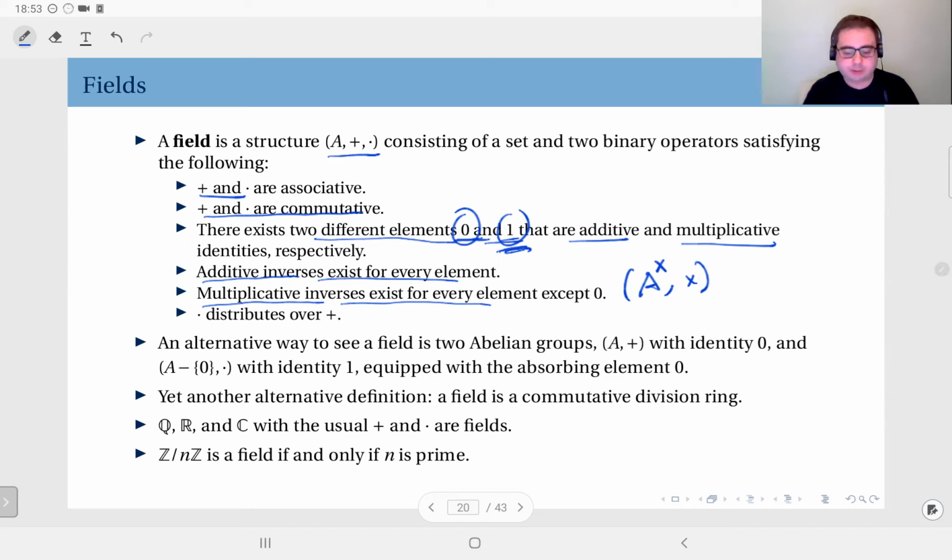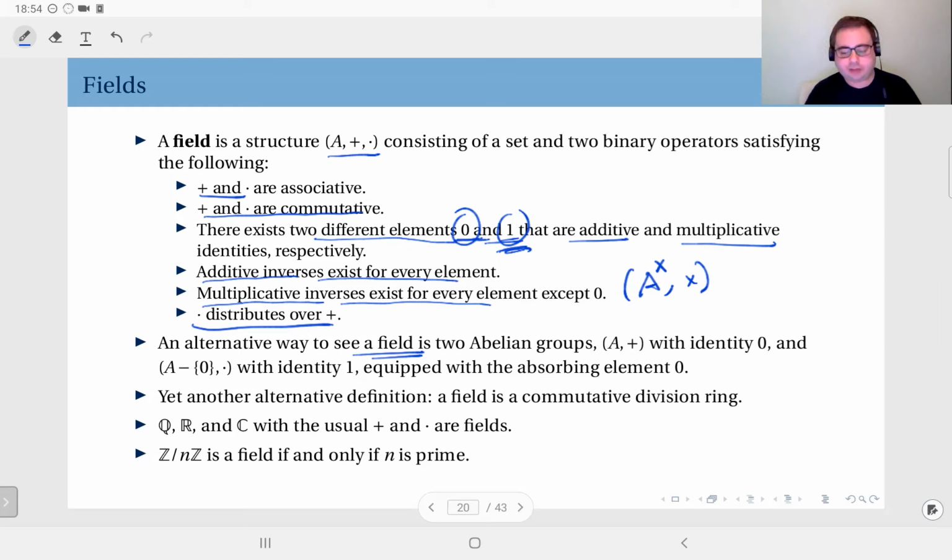Okay, and finally you have distribution. Multiplication distributes over addition. It's not the other way around. Multiplication distributes over addition only. Of course, as I said, an alternative way to see a field is, well, you have a ring and you have the commutative property for multiplication. You add an identity element for multiplication, and you add multiplicative inverses for all elements except 0. That's how you obtain a field.